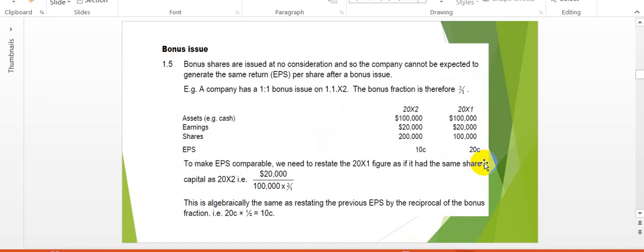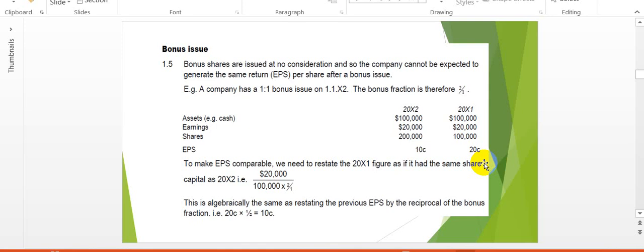We move to a bonus issue. We've already explained what a bonus issue is, so we'll move straight into the illustration. In this example, a company has a 1-to-1 bonus issue on 1st January X2, meaning if you had 1 share, you are given 1 more share, so you now have 2. So your bonus fraction will therefore be 2/1.